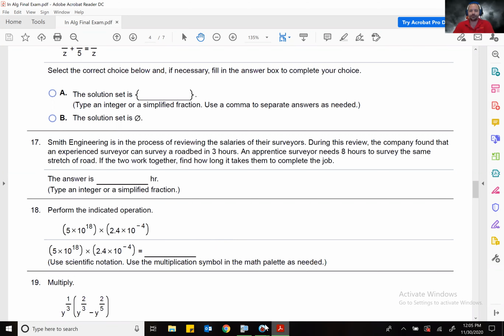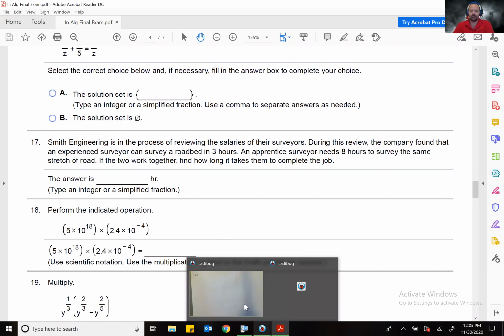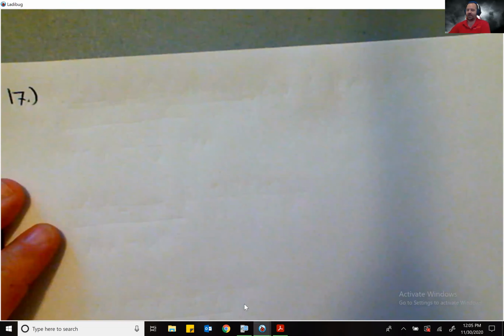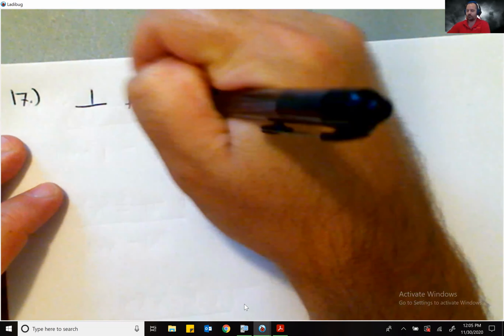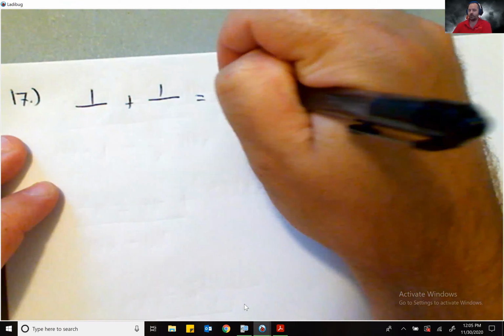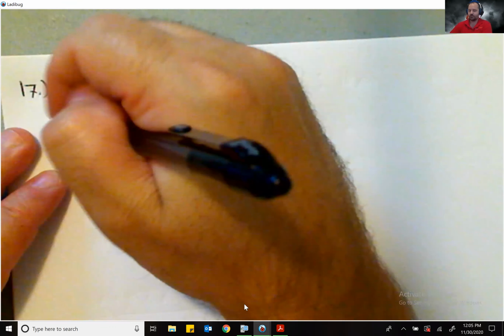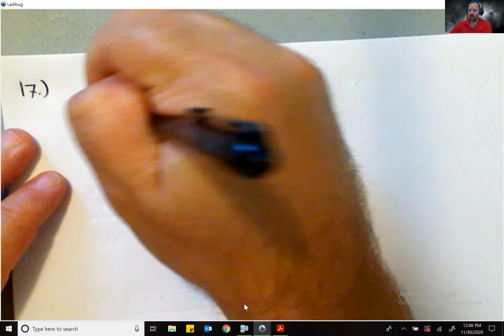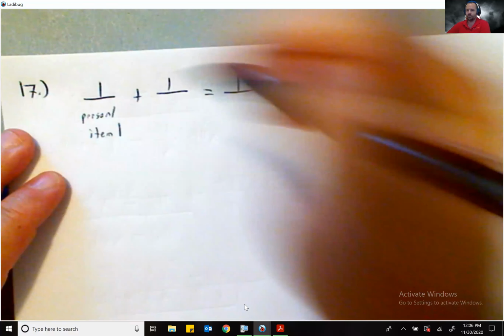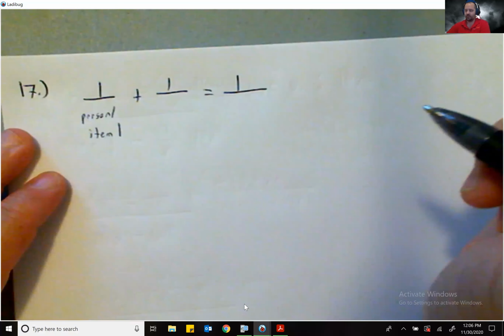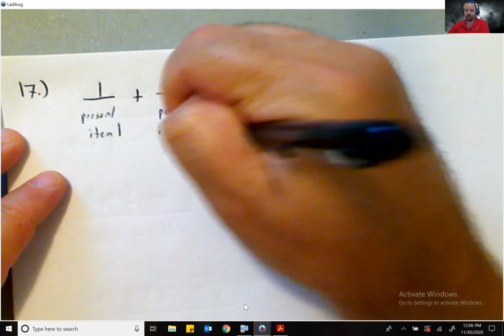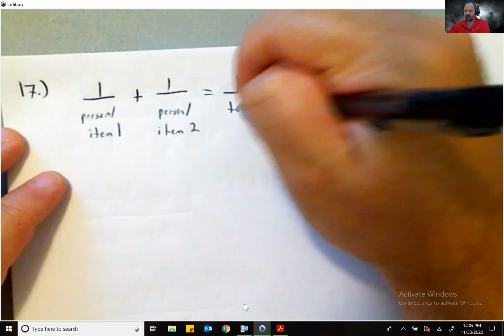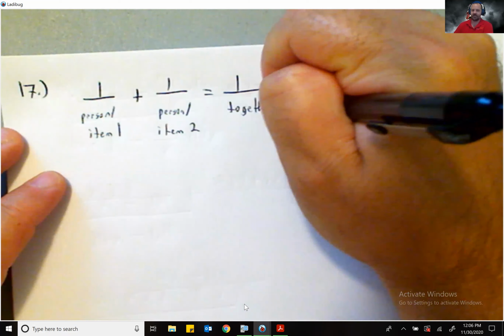So, 8 and 3. Remember that these look like the following form. Usually it's about a person or an item 1, and then they always want to work together, so that's why there's addition. And this is about person or item 2, and then this is them together. They usually take this form.